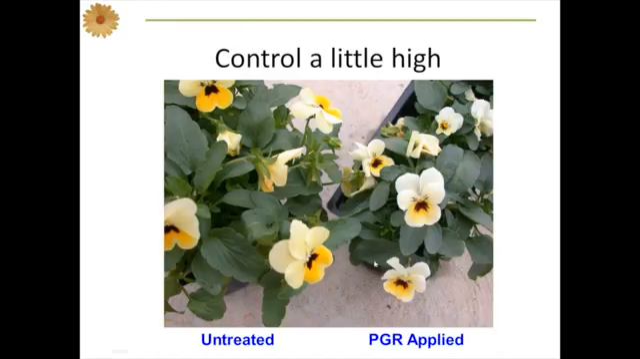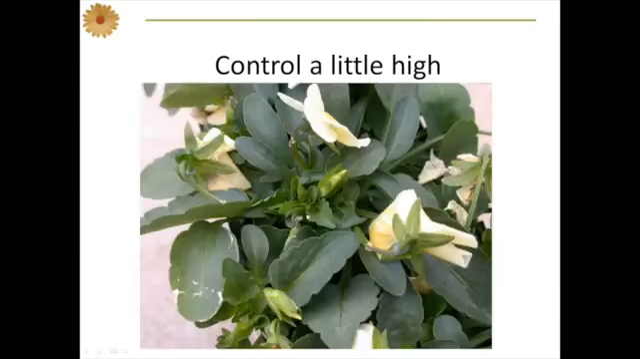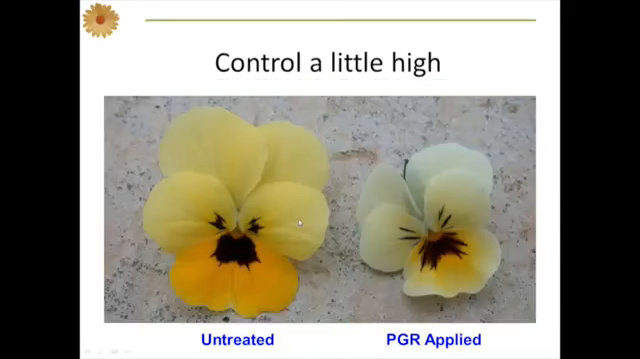This is an example of pansy. You can see that we have a little too much control with the PGR. If you look closer, you can see just how tight those growing points are. They really shouldn't be quite that tight. And one very typical response to PGR overdose is this curling of the peduncles. The flowers don't stand up straight and flat like they should.